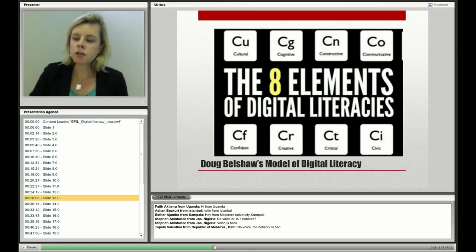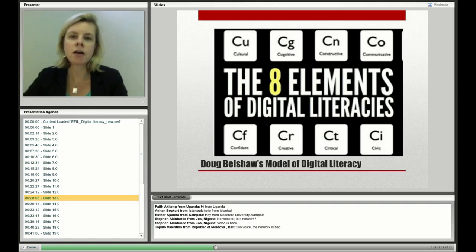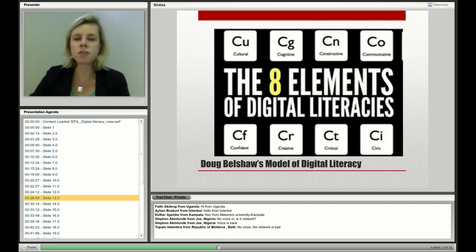Finally, I just thought I would highlight the work of Doug Belshaw, who has many resources. I put some further reading at the end that you might want to have a look at. But he divides digital literacies into 8 elements. You see many similar themes coming through in these models, but he looks at cultural, cognitive, constructivist, communicative, we have confident, creative, critical and civic. So these are the 8 elements that he includes in digital literacy.